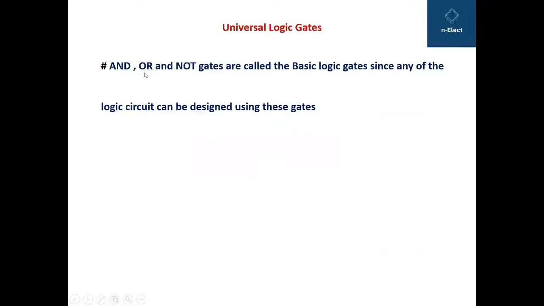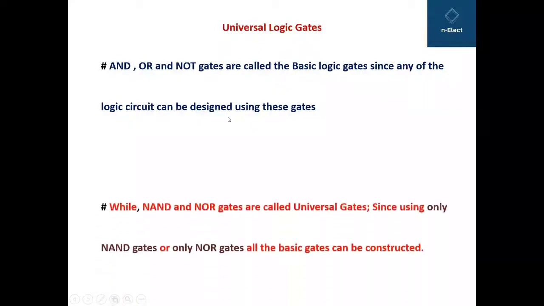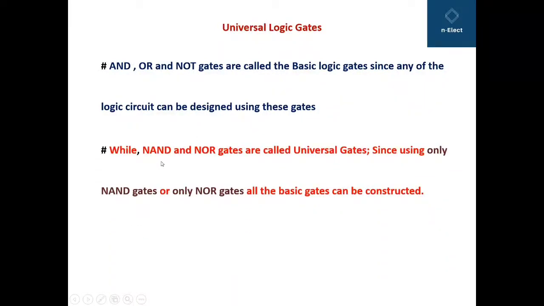AND, OR and NOT gates are called the basic logic gates since any logic circuit can be designed using these gates. While NAND and NOR gates are called universal gates since using only NAND gates or only NOR gates, all the basic gates can be constructed. These universal gates are easier and economical to fabricate.